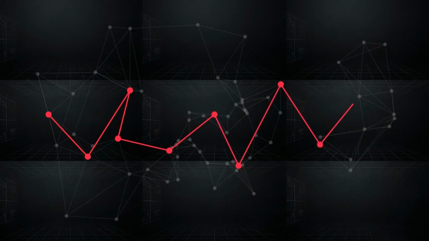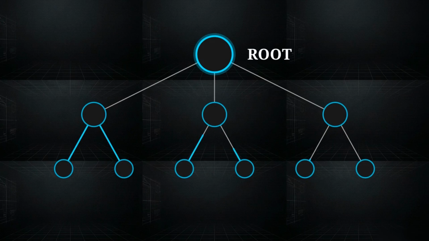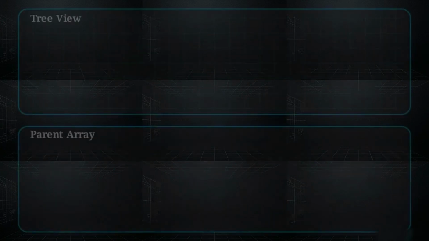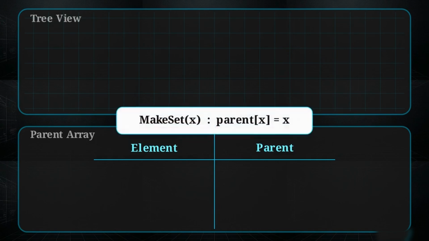Tracing every individual connection to check if 2 nodes are linked means our search takes longer every time the network grows. To keep it efficient, we designate a single representative, or root node, to serve as the identity for every element in that set. To store these relationships, we only need to track one thing for each element: which node sits directly above it in the hierarchy. A simple one-dimensional array is enough to map these parent-child pairs.